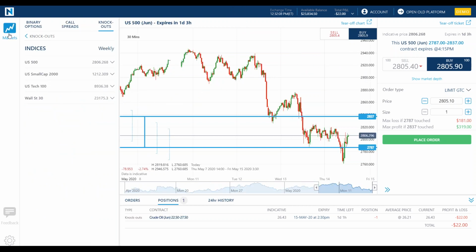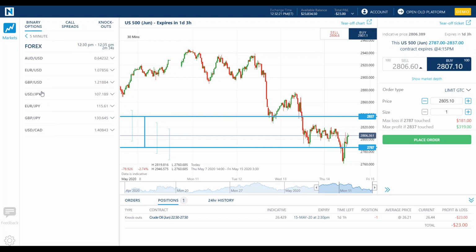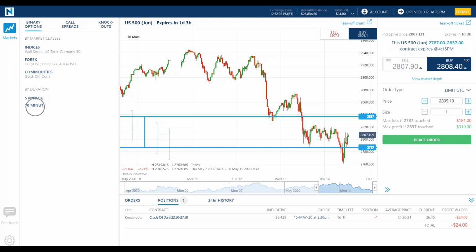Okay, I think we've covered enough on knockouts. I would like to jump over to binaries. People brand new to the exchange, that's a lot of what they're coming for, are binary options. And here I want to point out that we've got some very short-term binary durations, 5-minute contracts all in Forex currency pairs, lots of price action. We've got 20-minute contracts around indexes, also with some pretty good price action.